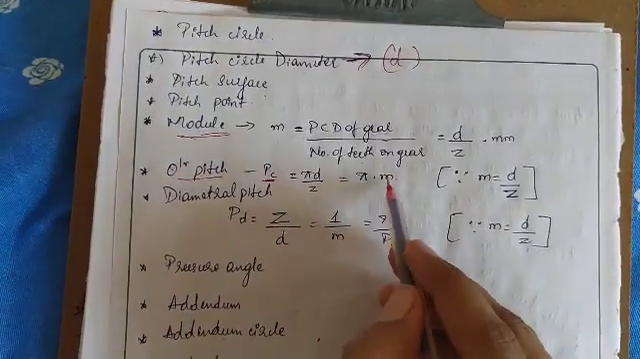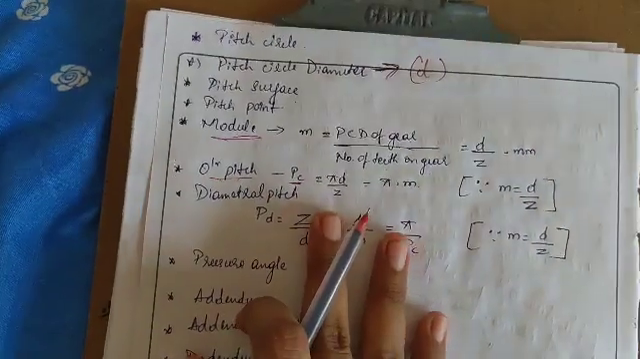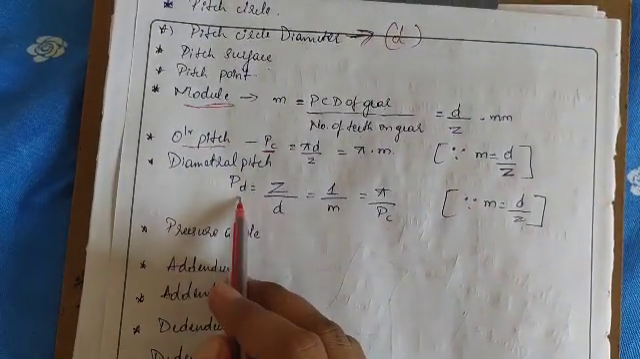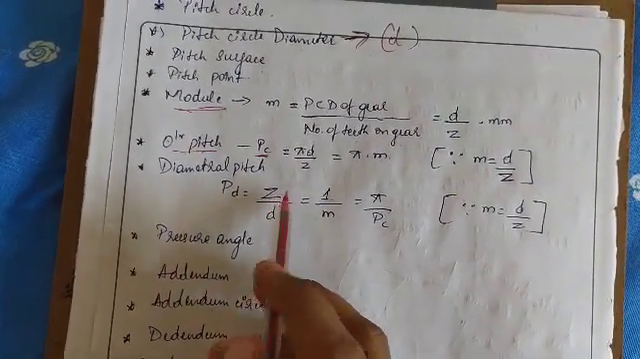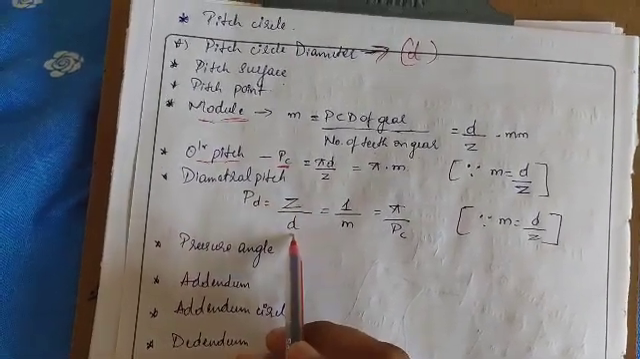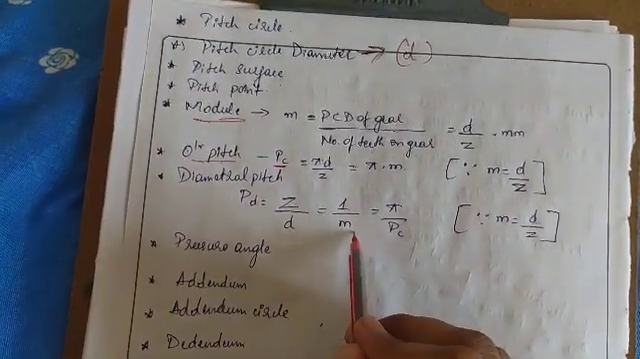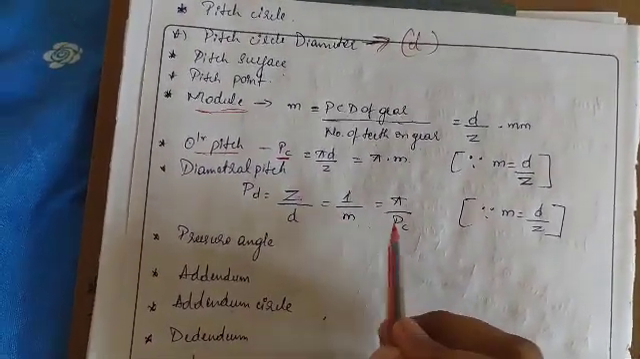So it is pi into m, denoted by PC. And the diametrical pitch, PD, is the ratio of the number of teeth Z to the pitch circle diameter d in mm. It is the inverse of the module, that is 1 by m.